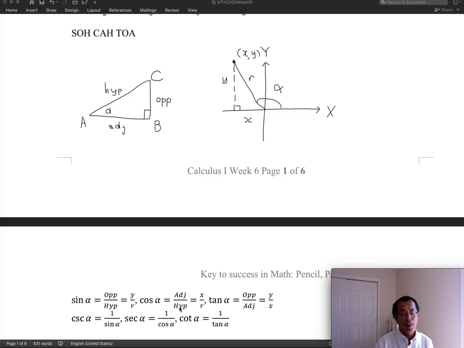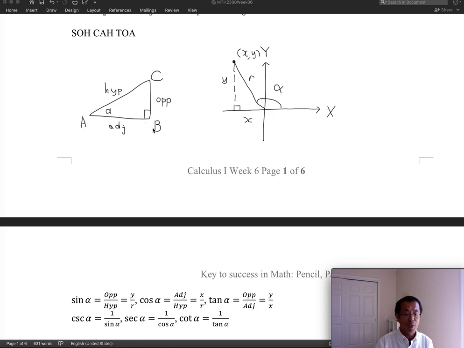Similarly, cosine is adjacent over the hypotenuse. x is the adjacent side with respect to this supplementary angle, but with angle alpha, it is the x-coordinate of the point on the terminal side of the angle. So cosine, and then tangent similarly. Sine, cosine, tangent all are derived based on the SOHCAHTOA phrase.